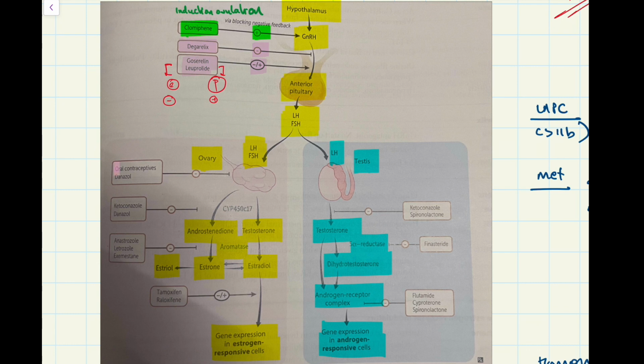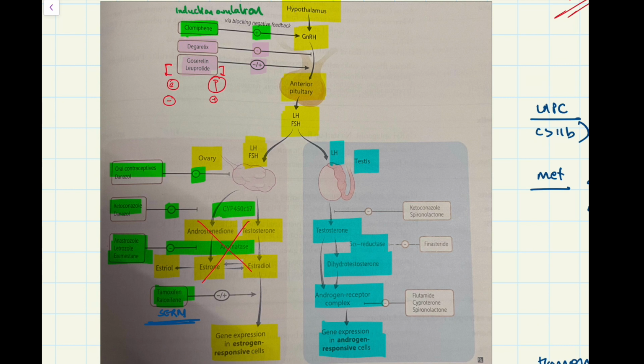Next are oral contraceptive pills like danazol. They act at the level of the ovary. Then ketoconazole, it acts by inhibiting the cytochrome P450 enzymes. Then anastrozole, letrozole, exemestane, these are aromatase inhibitors that prevent the peripheral conversion of androgens to estrogen. And finally tamoxifen and raloxifene, they are selective estrogen receptor modulators, right?